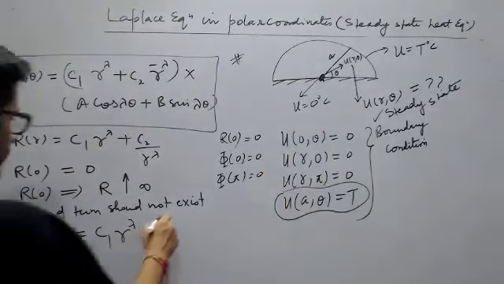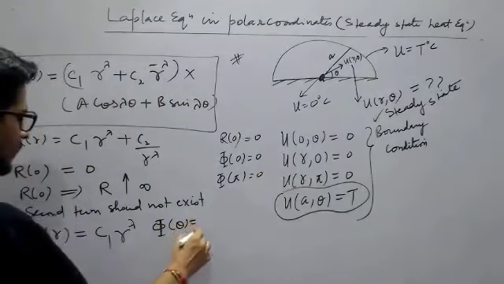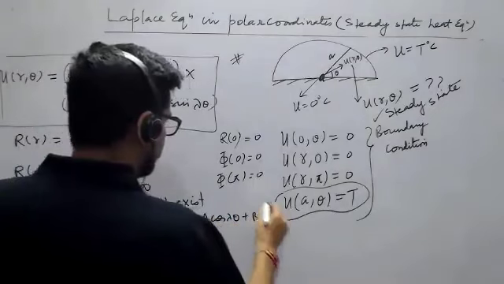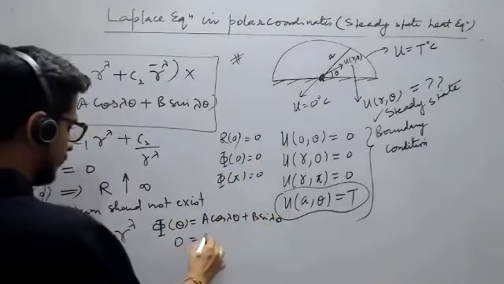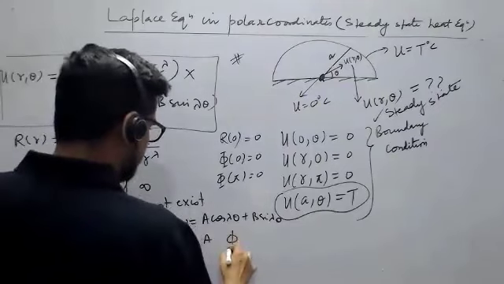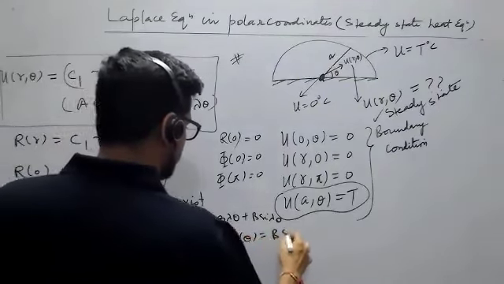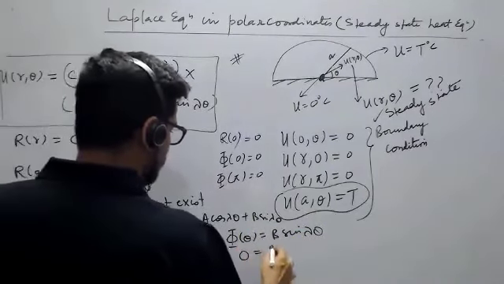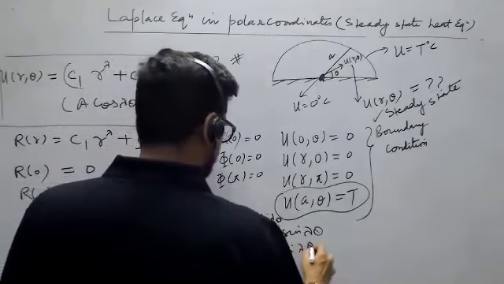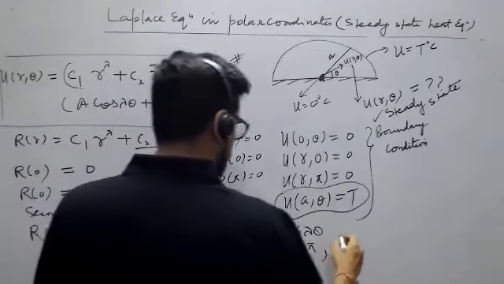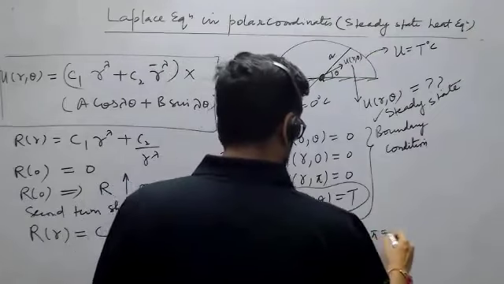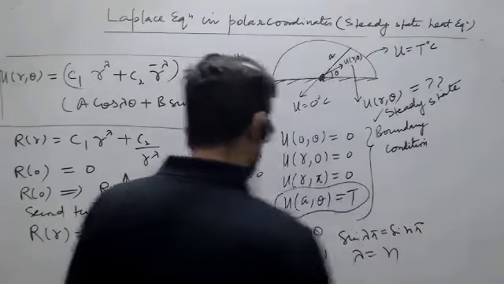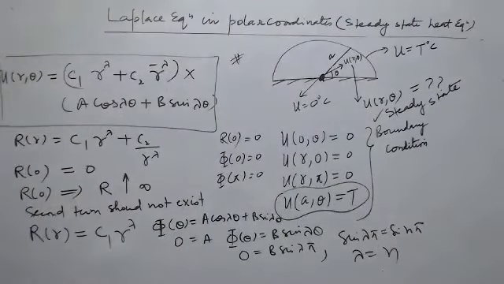So phi of theta is equal to a cos lambda theta plus b sin lambda theta. But phi 0 is 0, so a is gone. So what does phi of theta become? I have already done all this, that's why I am going a little fast. Now apply pi. So this is also 0, so b sin lambda pi is 0. So that means sin of lambda pi is equal to sin of n pi. So that means lambda is equal to n. Correct?